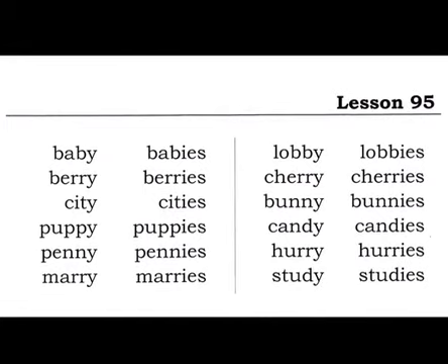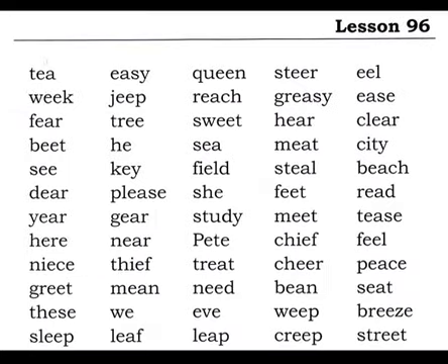For example, baby and babies, B-A-B-I-E-S. Berry and berries, B-E-R-I-E-S. Puppy and puppies, P-U-P-P-Y, P-U-P-P-I-E-S, etc. In lesson 96, we take up all of the long E spelling forms, the double E, the E-A, the Y at the end, the E consonant E, and the I-E.